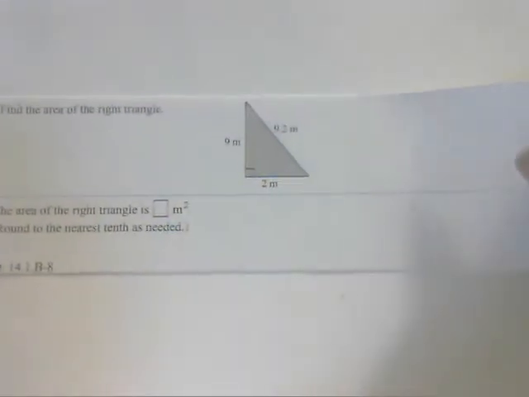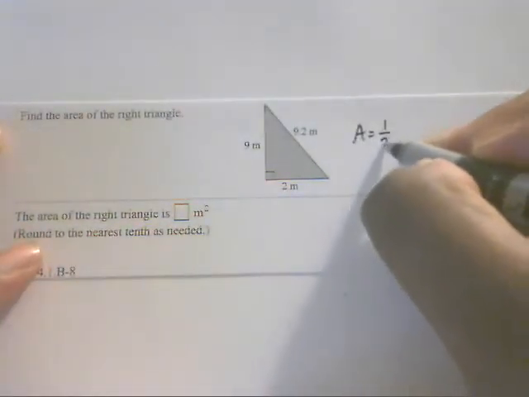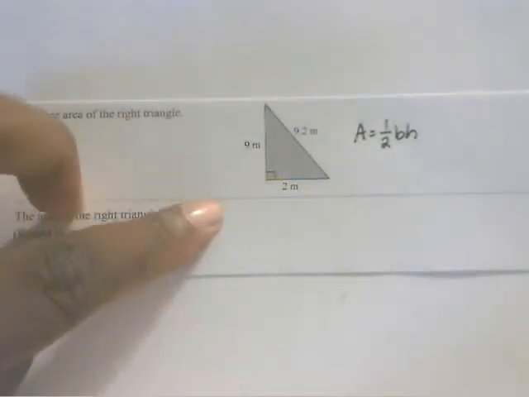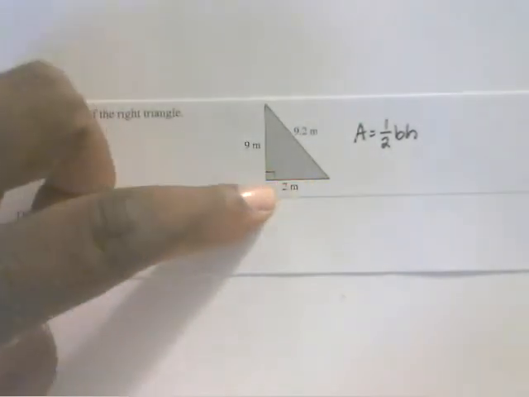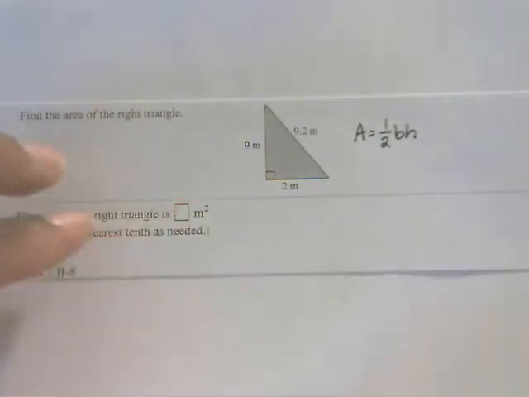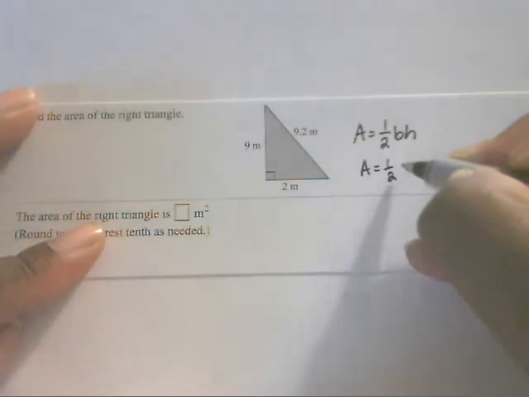Okay. Here's the last problem in this video. Find the area of the right triangle. Okay, that's a quite simple problem there. We just use the formula for the area of the triangle. A is equal to 1/2 the base times the height. Now here the base and the height are perpendicular, so this is your base and that's your height. 1/2 of 2 times 9, I should say.